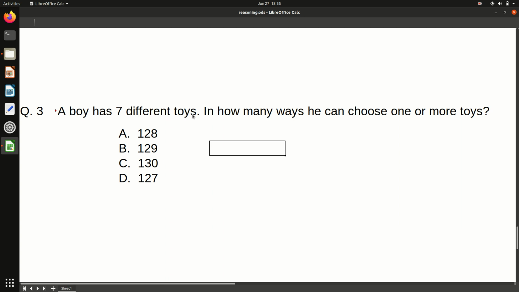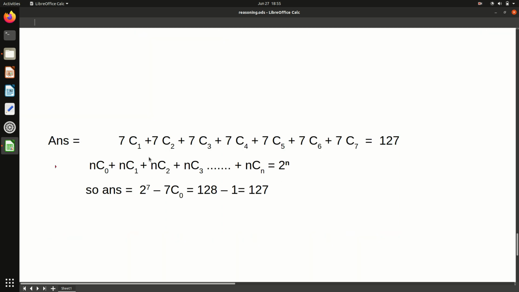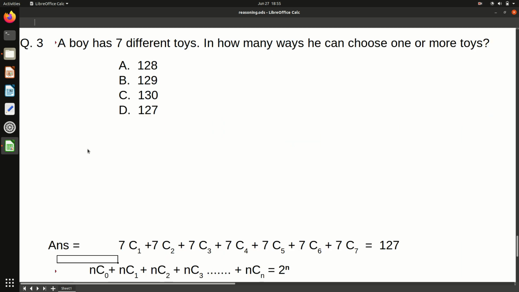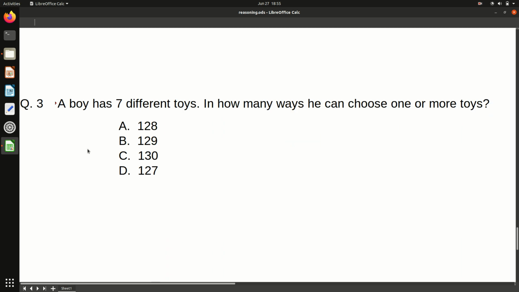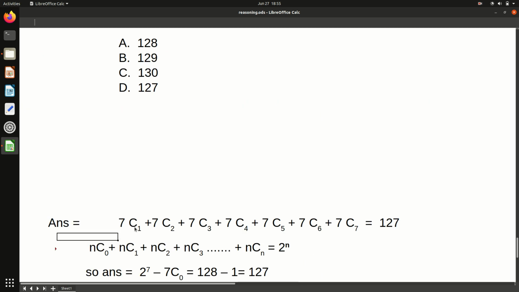So a boy has 7 different toys. In how many ways can he choose one or more? So we have to just find how many ways he can choose either 1 or 2 or 3, 4 up to 7. So let us move to the solution. The answer will be just simple. We have learned that to choose one toy from 7, it will be 7C1.